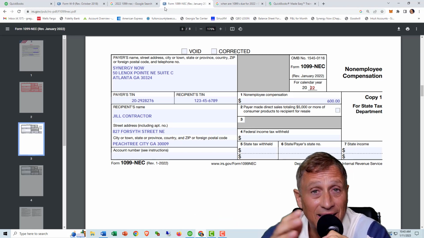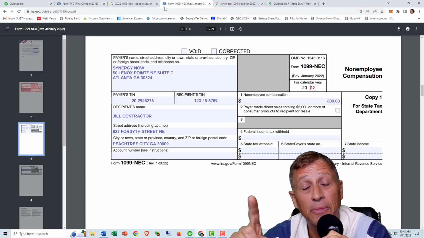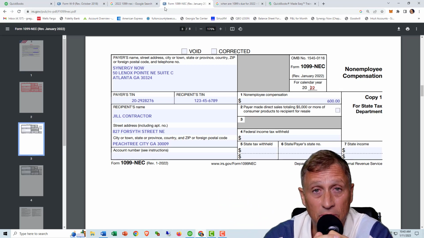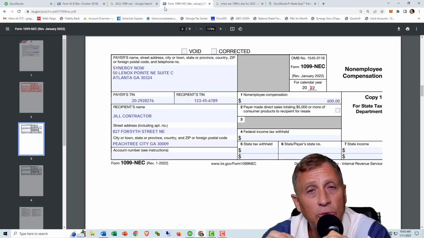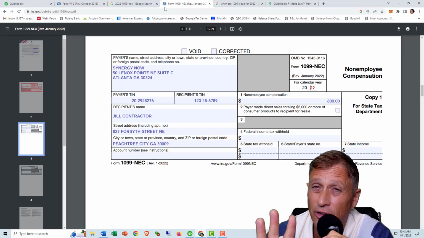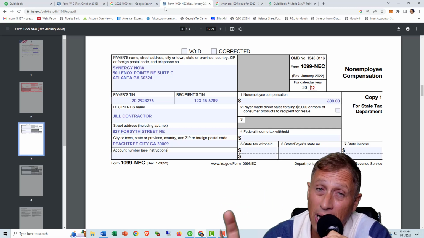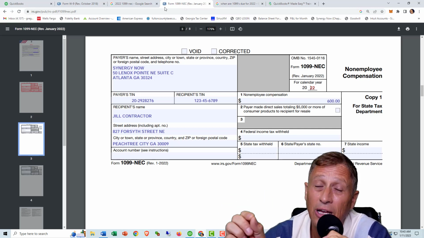Now, you can get this out of QuickBooks. We're going to show you how to do it with a webinar that's coming up next week, both for people using QuickBooks Desktop as well as QuickBooks Online. But what I want to do in this tip is, first of all, give you a couple of pieces of information. These 1099s are due Monday, January the 31st.